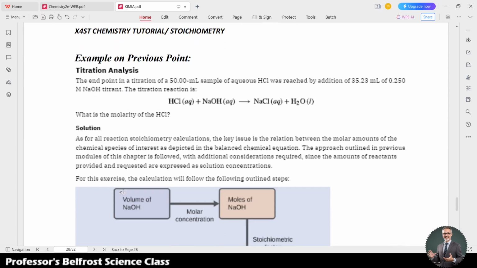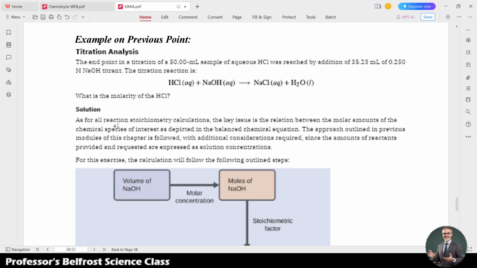Here's an example. The endpoint in the titration is for a 50 milliliter sample of aqueous hydrochloric acid that was treated by addition of 35.23 milliliters of 0.25 molar sodium hydroxide titrant, and the titration reaction is this. So what is the molarity of the hydrochloric acid?